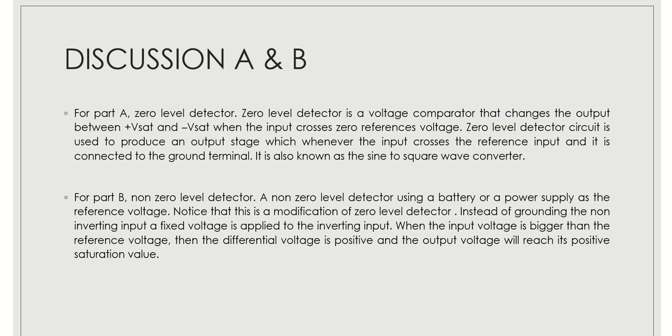For part B, non-zero level detector. Non-zero level detector uses a battery or supplies as the reference voltage. Notice that there is a modification of zero level detector. Instead of grounding the inverting input, a fixed voltage is applied to the inverting input. When the input voltage is bigger than the reference voltage, then the differential voltage is positive and the output voltage will reach its positive saturation value.